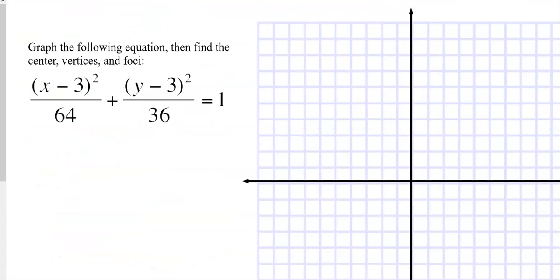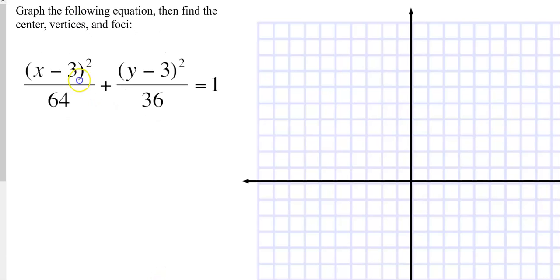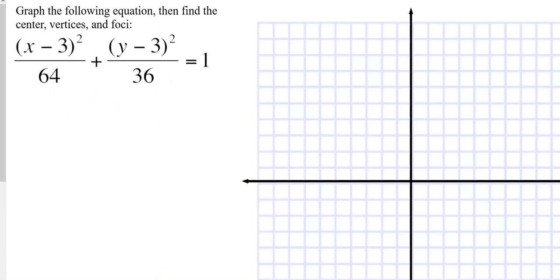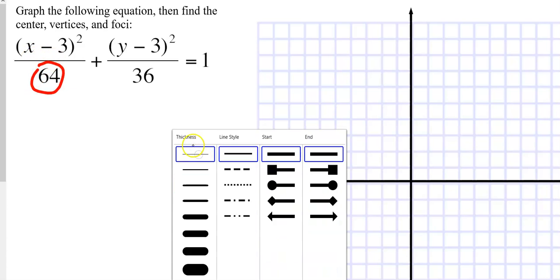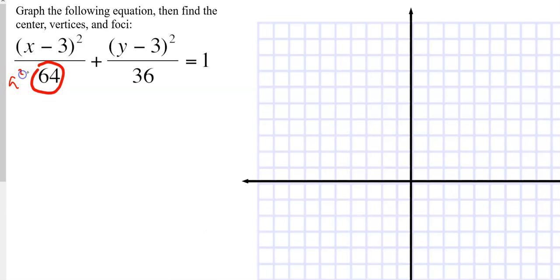Let's try an ellipse here. Okay, so this right away looks to be an ellipse. You have to change modes. The x doesn't determine that it's horizontal, this does. This is equal to a squared here. So a squared is 64, the bigger number is that one, so a is 8. The b squared value is 36, so b is equal to 6. So I know my a and b, which is nice.